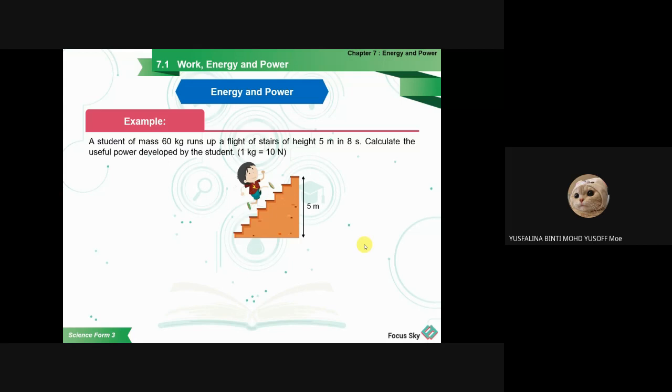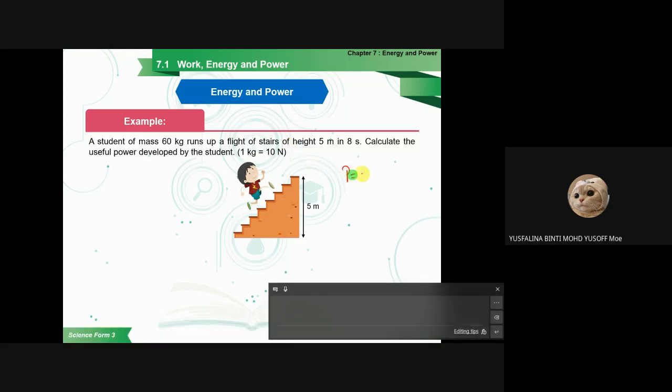Alright, energy and power. It says here a student of mass 60 kg runs up a flight of stairs of height 5 meter in 8 seconds. Calculate the useful power developed by the student. For this one, P is equal to W over T. This is the formula. Here they didn't give you the work in the question, so you have to calculate the work first.